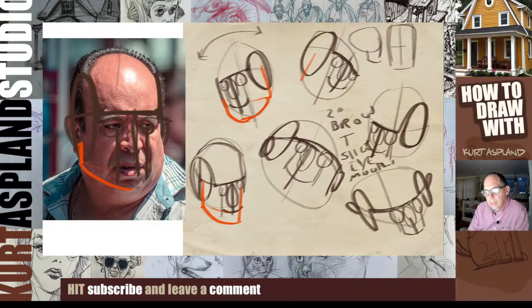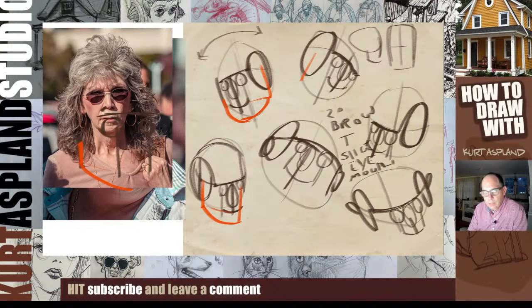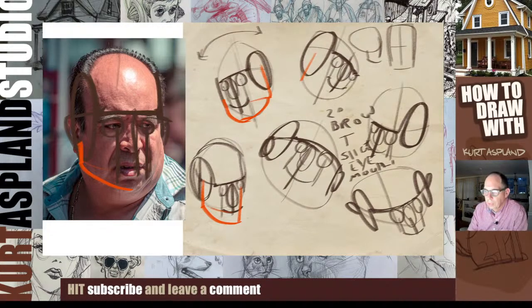Now this gentleman has a lot of weight on him, so if he was skinnier, we can actually see that. Let's see if we have this gal here. Yeah, that's not a good angle. Well, we'll look at her a little bit later. But, yep, drop the jaw down, sweeps around. Okay? Drop the jaw down, sweeps around.